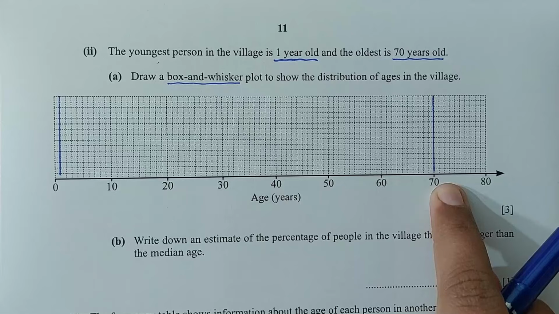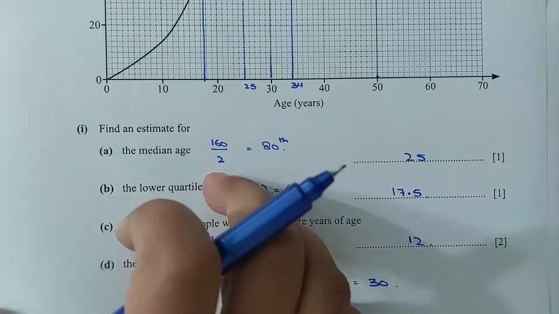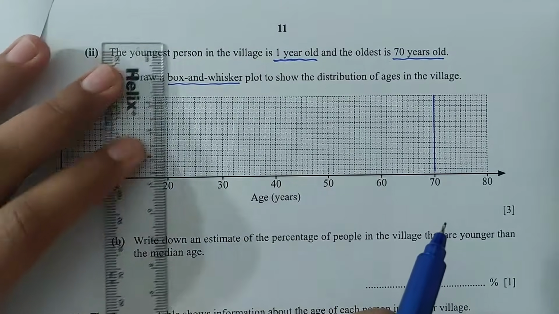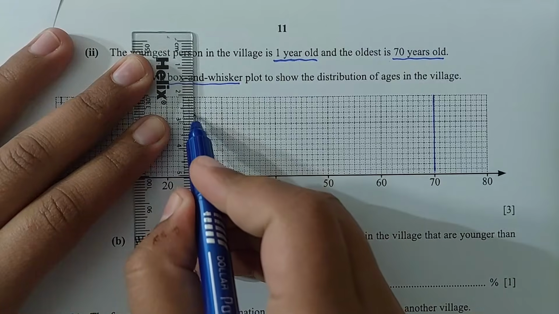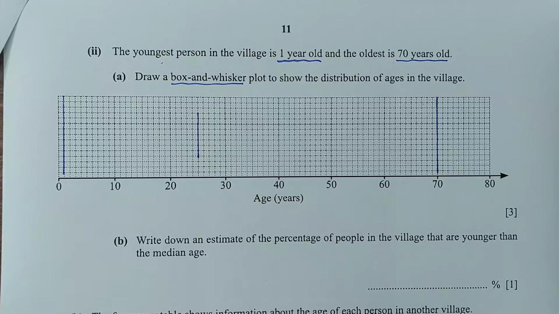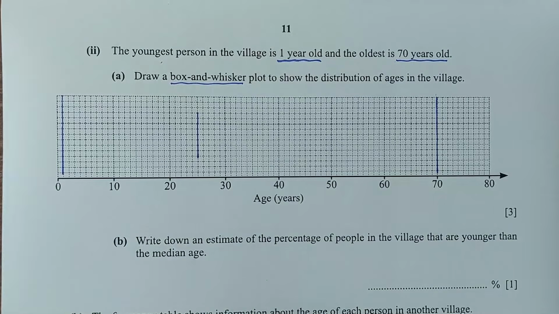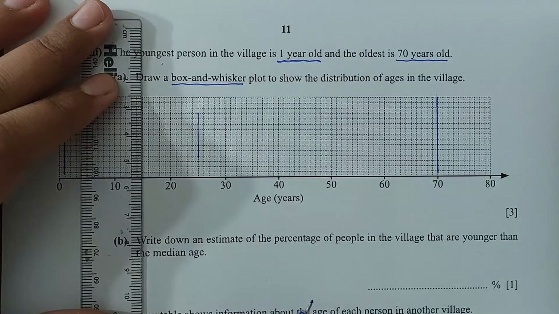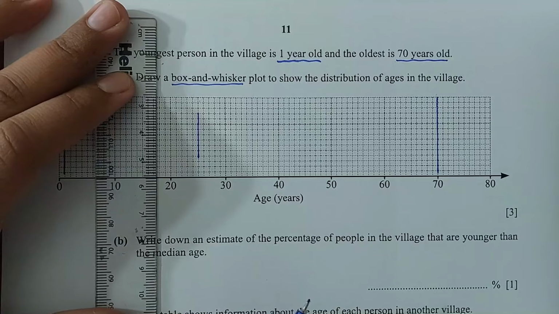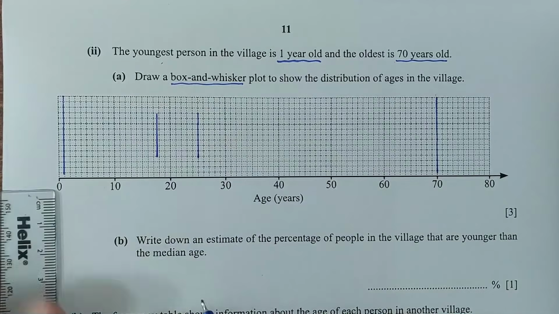And then we have to label the median. The middle age we already got from the A part, which is 25. So the median is 25 in the middle. You can say this is the median. Right, now we have to find the upper and the lower quartile, right? So the lower quartile we did, which is 17.5. So we have 15, 16, 17, and here we have 17.5. This is the lower quartile, right?